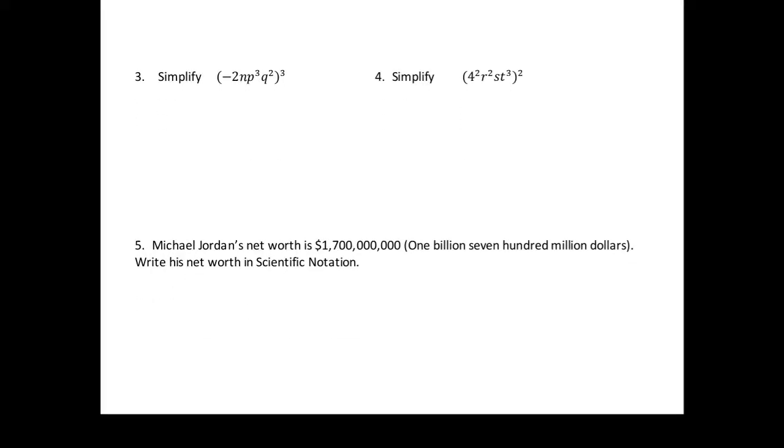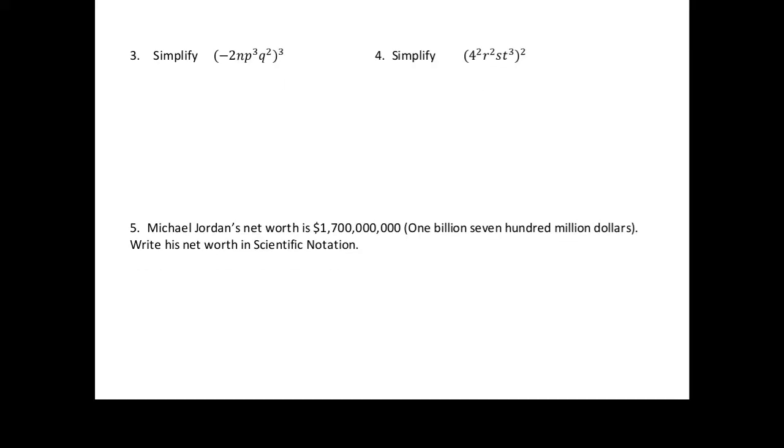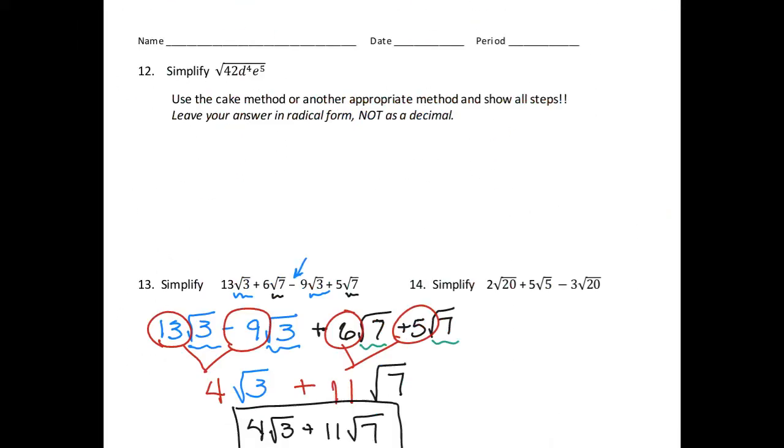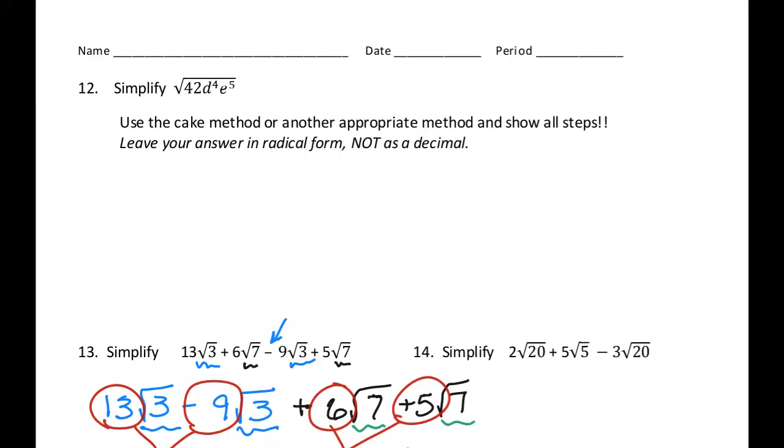Oh, what about number 5? You know how to do scientific? Yeah. Which one? 12. Yes. 12. Next page. Cake method. Square root.